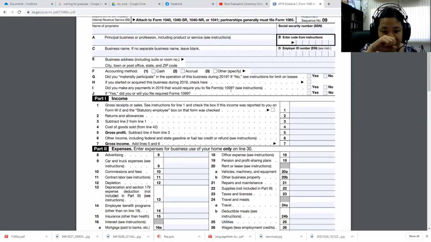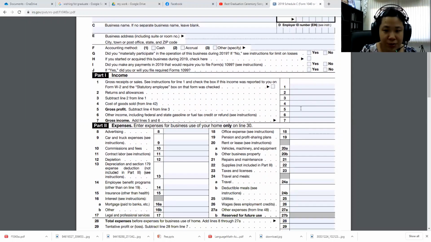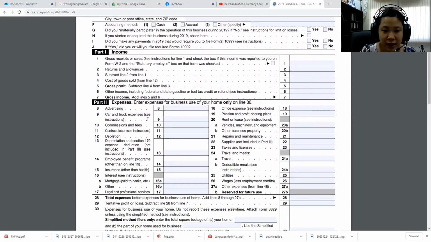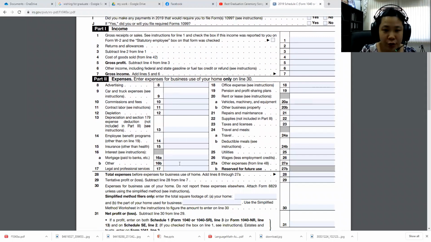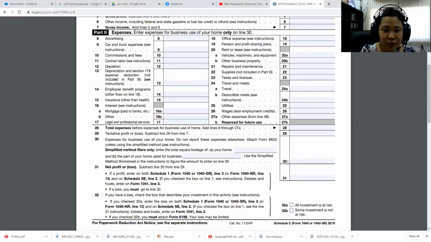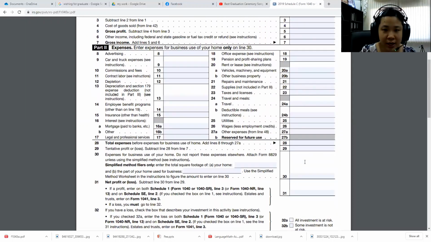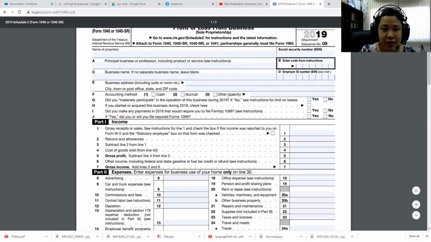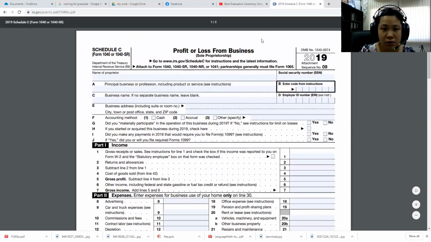And then you have to report your sales revenue, minus any returns and allowances. Then you get cost of goods sold; sales minus cost of goods sold gives you gross profit. And here you will have to report all the expenses of your company, total expenses, and that will give you the net profit or loss. So Schedule C is to report the profit and loss from the business. That is for sole proprietorship.